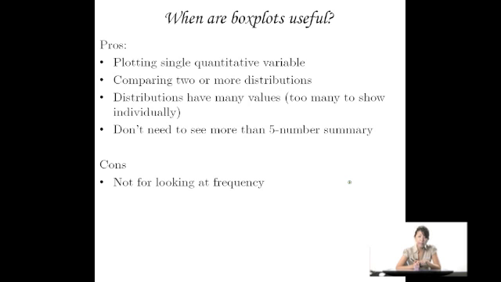But one of the cons is that you can't see frequency accurately. For instance, you can't see how many people have the height of 72, right? But you can see a frequency within a range. You know that 50% of the people lie in between Q1 and Q3, and you could see that really easily on a box plot.